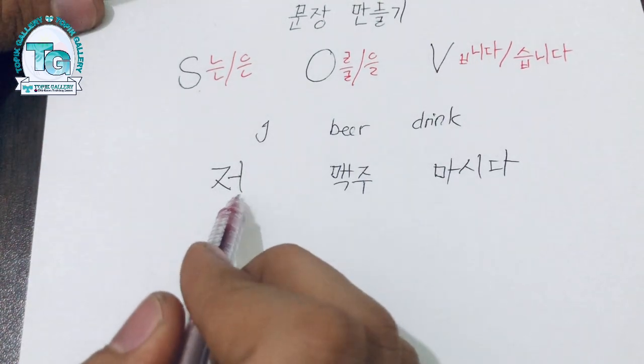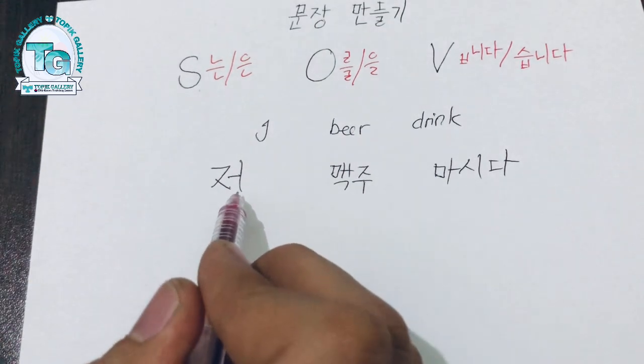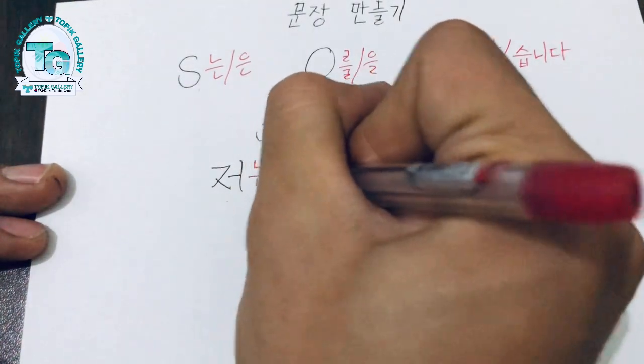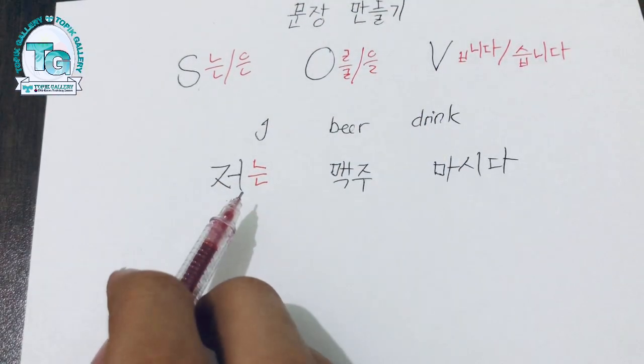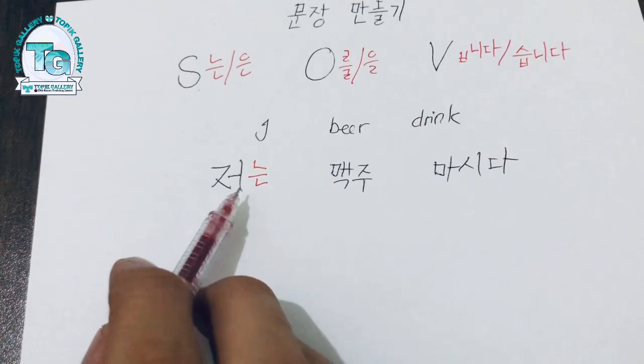Here, the last letter of the subject is the vowel O, so when it's a vowel, you put nun. So jo nun. In English, it just means I. In Tagalog, it means ako ay.